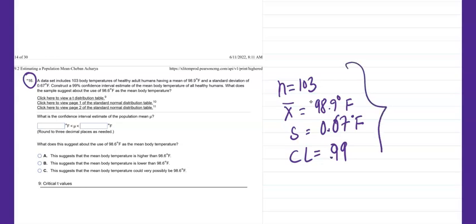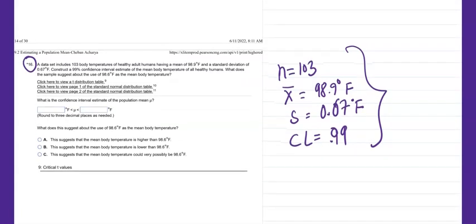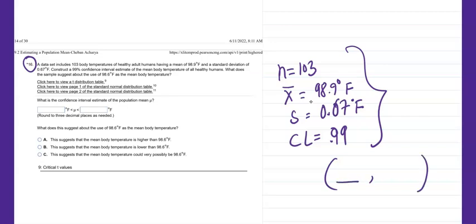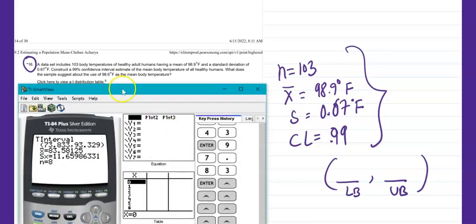So using this information in the calculator, you construct the interval, and you see the parenthesis on the calculator. This is the lower bound and this is the upper bound. So in this question, in the first box you put the lower bound from the calculator, and in the second box you put the upper bound from the calculator. Let me find this one particularly.